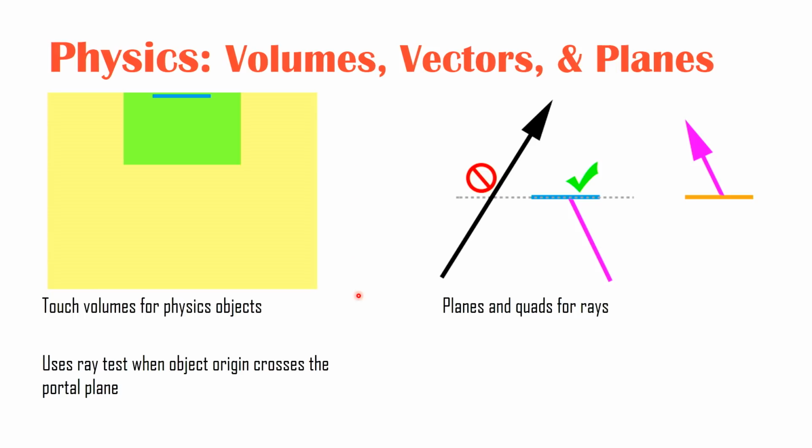They also don't collide with world geometry. I'll get to that in a bit. And then objects in this yellow volume are the only ones that the objects in the green volume have to worry about. So these are objects that are just kind of close to a portal.